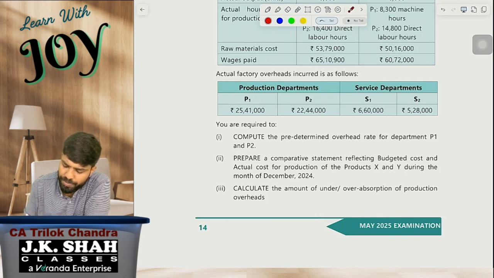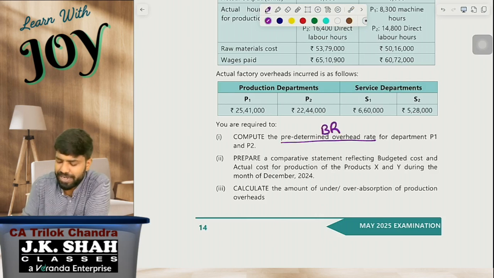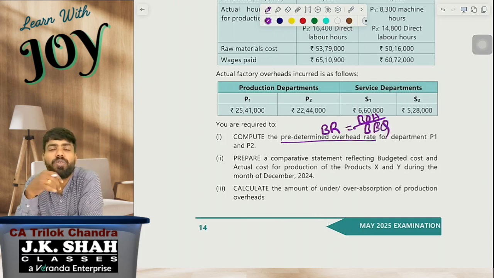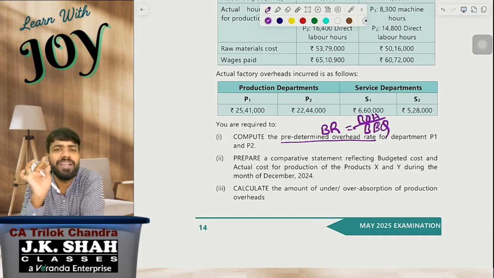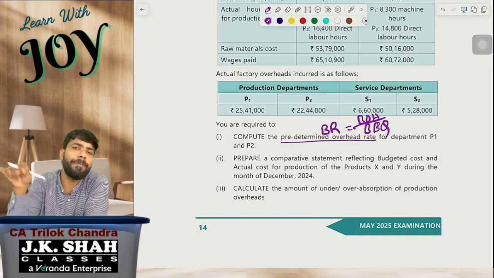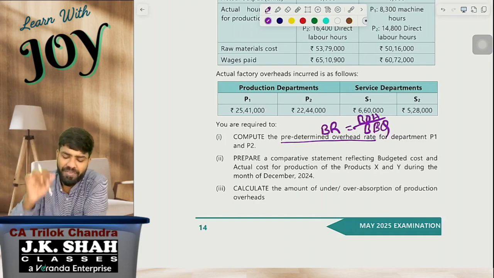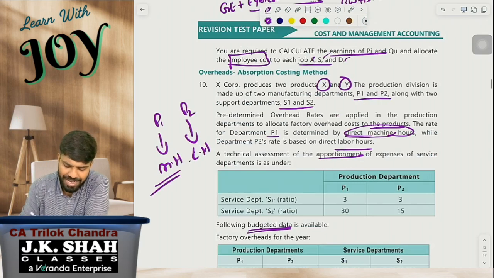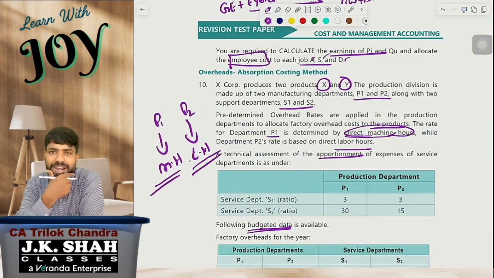Now, compute predetermined overhead rate. Nothing but the budgeted rate. How to calculate the budgeted rate? Budgeted overheads divided by budgeted base quantity. To calculate budgeted overheads, they gave P1, P2, S1, S2. First we need to apportion S1 and S2 back to P1 and P2. Then we will get the total of P1 department and total of P2 department. P1 department is based on machine hours, P2 department is based on labor hours.